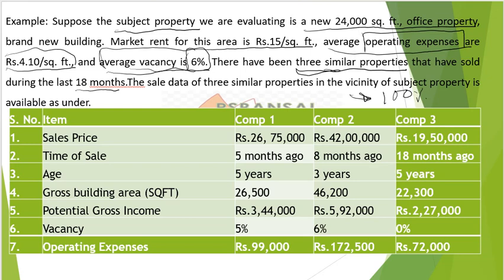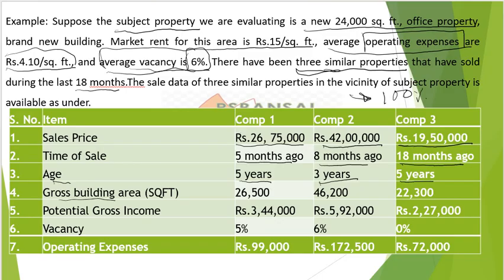Sale price of comparable one was 26 lakh 75,000, comparable 2 was 42 lakh, and comparable 3 was 19 lakh 50,000. Time of sales: it was sold 5 months ago, 8 months ago, and 18 months ago. Age of the building: comparable one was 5 years old, comparable 2 was 3 years old, comparable 3 was 5 years old.